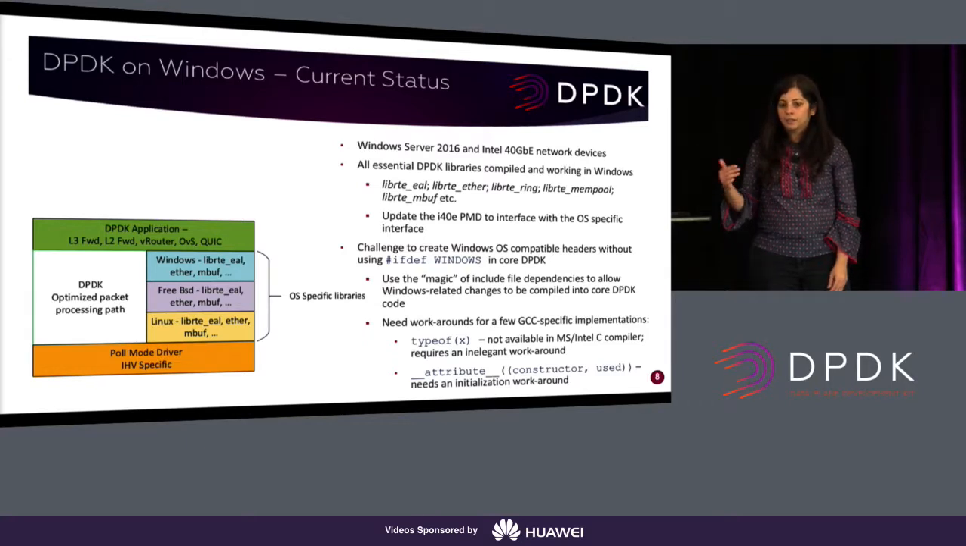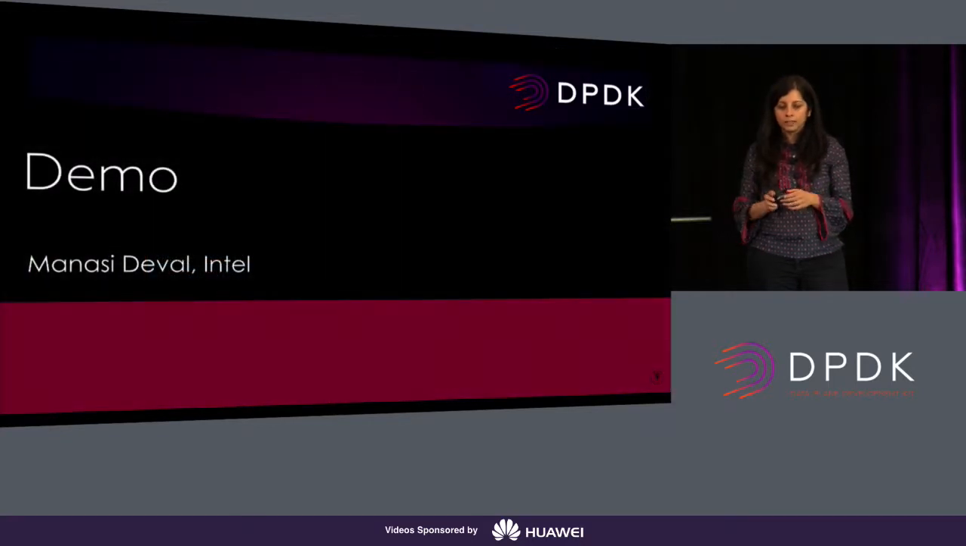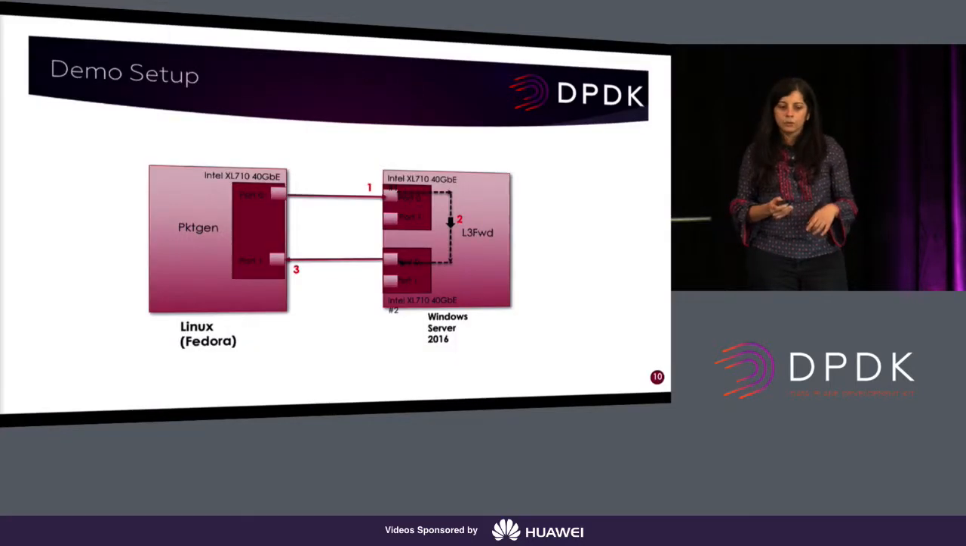Some of the problems that we had were with GCC specific implementations that were available for open source, but we could not use them as is on Windows. So porting things like typeof or attribute constructors were challenges that we had to overcome in order to have the DPDK running. But that said, we got through all that, and here I have a demo.